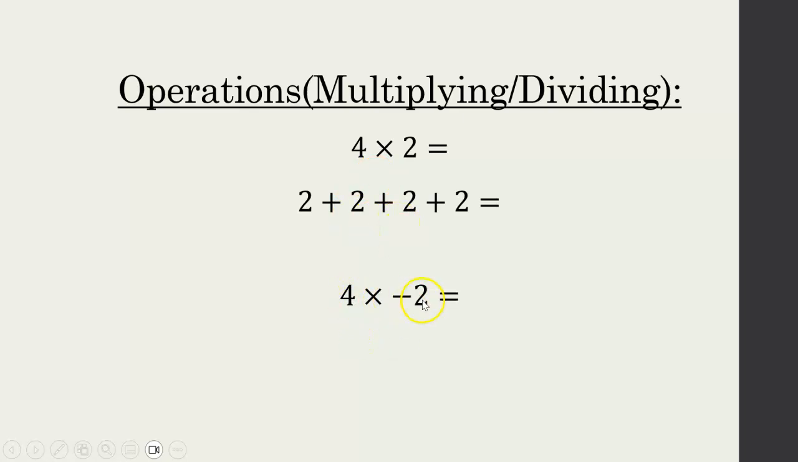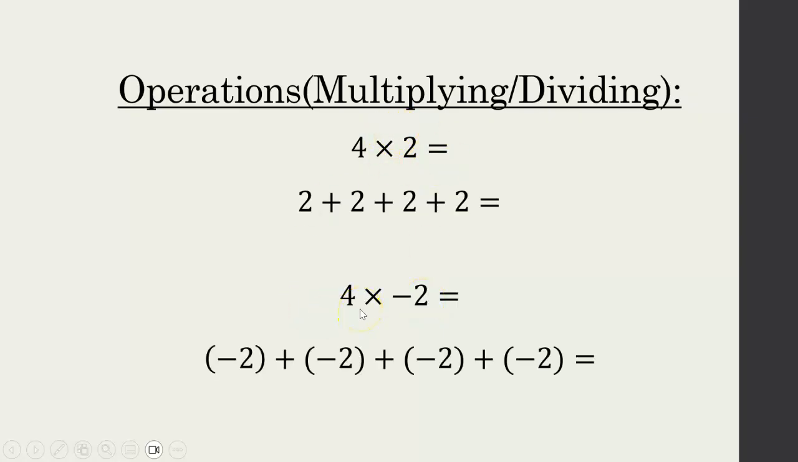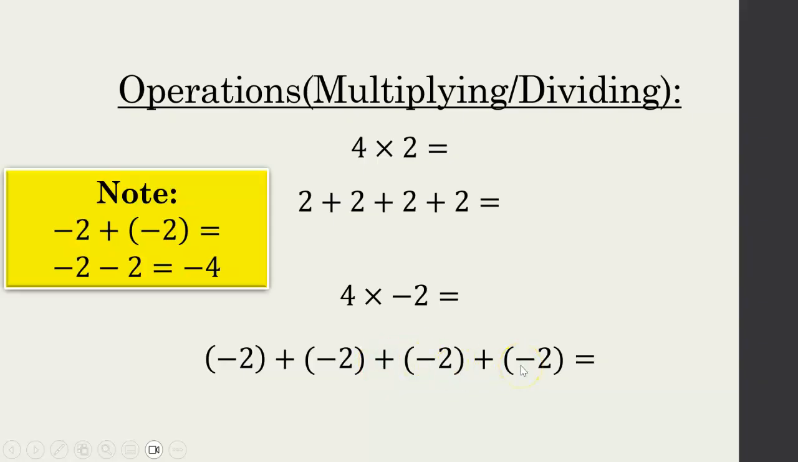Let's say 4 times minus 2. Now, same logic as up here. What's that going to mean? Well, it's just minus 2 plus minus 2 plus minus 2 plus minus 2. Do you remember? Because we're just doing 4. We're doing it 4 times. So what's minus 2 plus minus 2 plus minus 2 plus minus 2? What's all that? Note, and this is the important note.